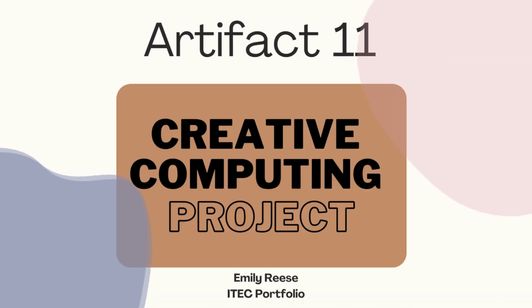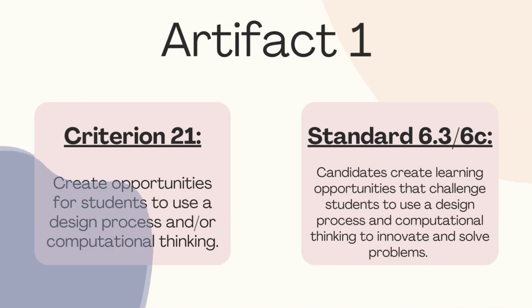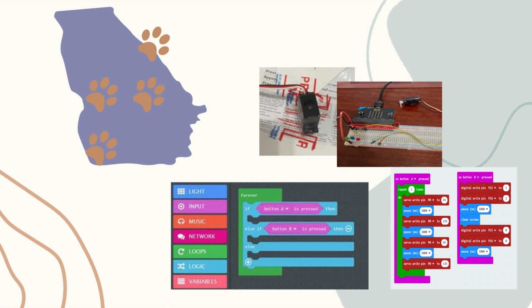The lesson plan and student work samples from my creative computing project provide evidence for Criterion 21, create opportunities for students to use a design process and/or computational thinking. I developed and implemented a project with my third grade students in which they used a design thinking process as well as elements of computational thinking to choose and research an animal in a Georgia habitat. Students then used various classroom materials to design, create, and code their animal using MakeCode and micro:bits.